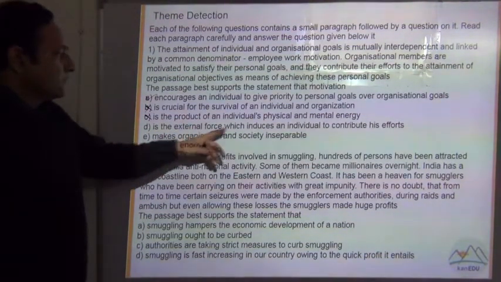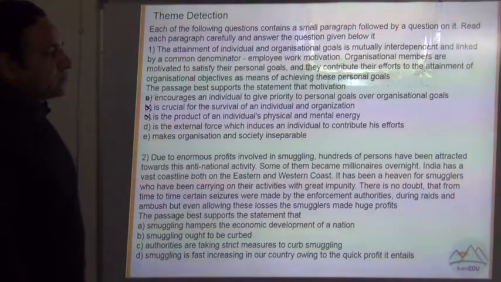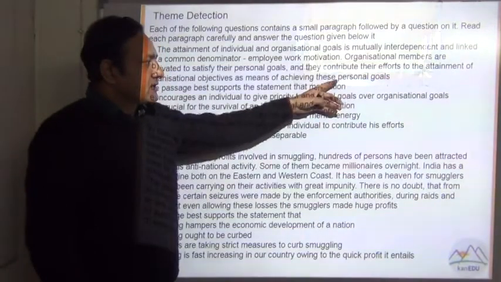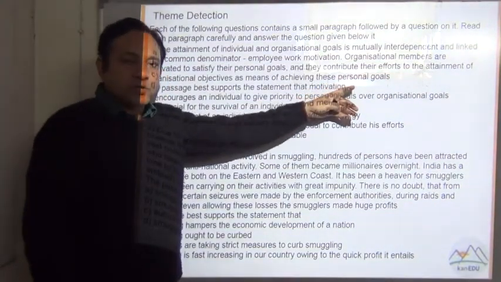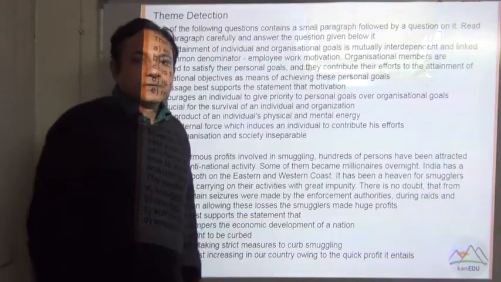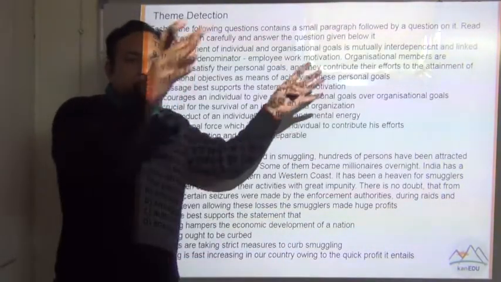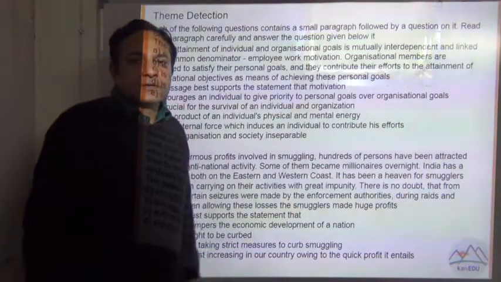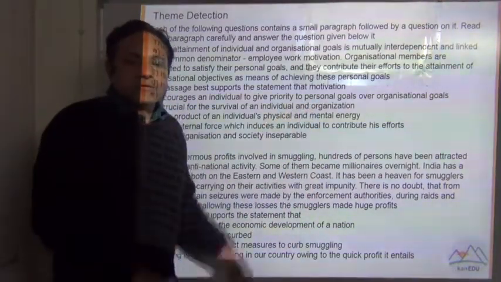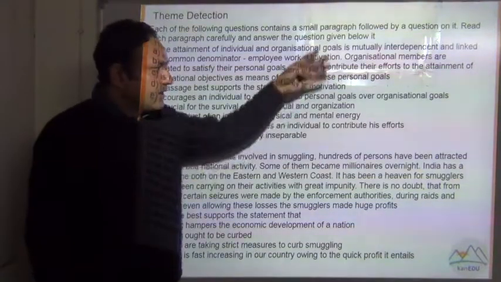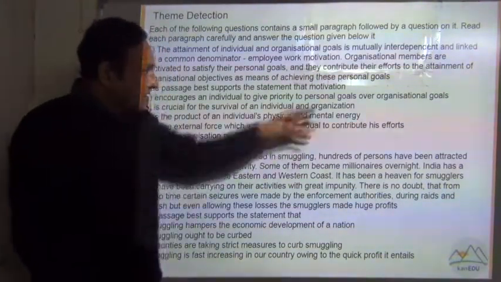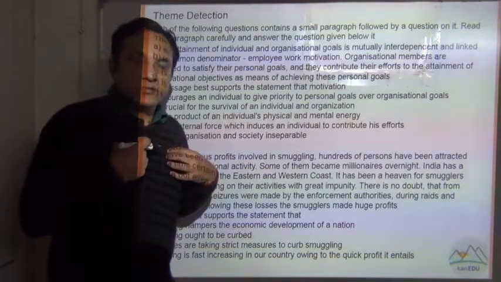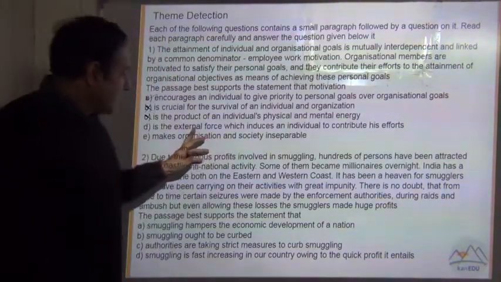D. Motivation is the external force which induces an individual to contribute his effort. No, there is no external force. Motivation has a personal goal, so this is not an external factor. An external factor would be that the country will do well or something like that, or society will grow. Here we are not talking about that. Motivation is because of personal reasons. My motivation depends on my personal goal. So there is no external force.